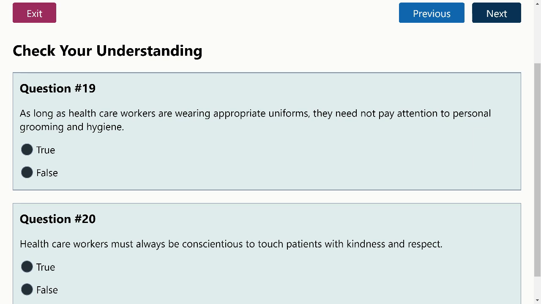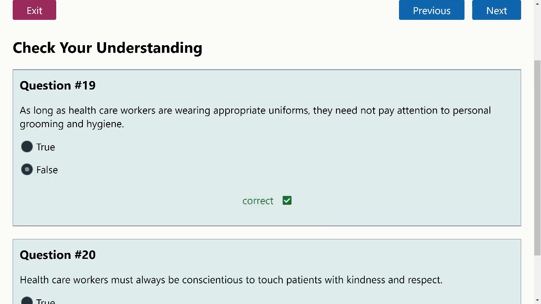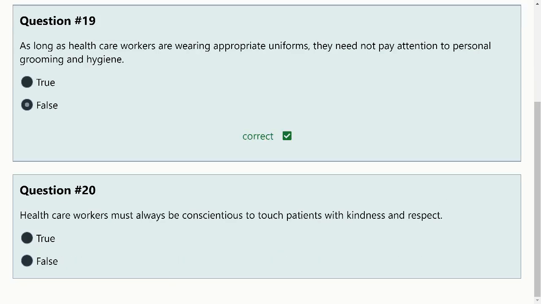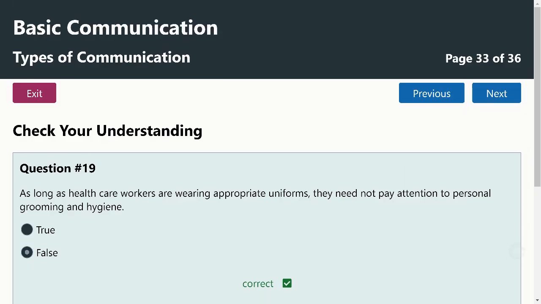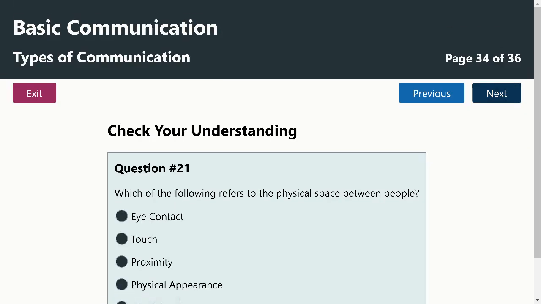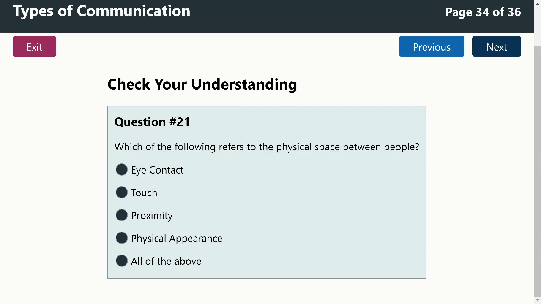As long as healthcare workers are wearing appropriate uniforms, they need not pay attention to personal grooming and hygiene. Healthcare workers must always be conscientious to touch patients with kindness and respect. Which of the following refers to the physical space between people? Proximity.